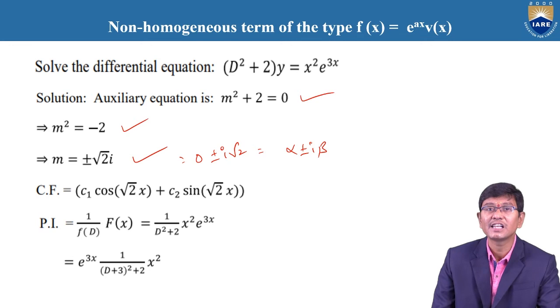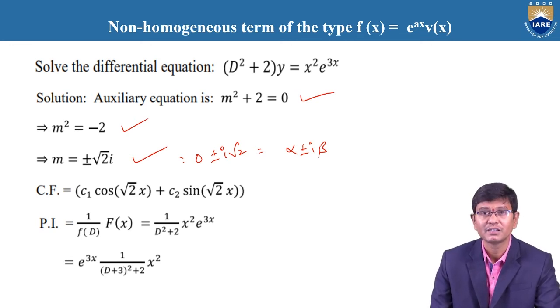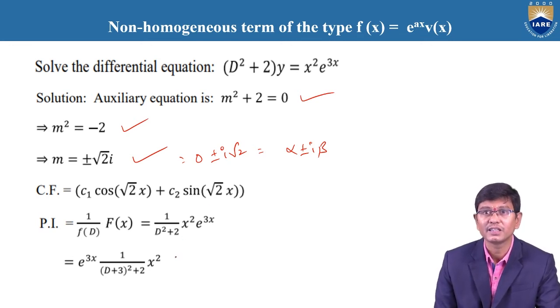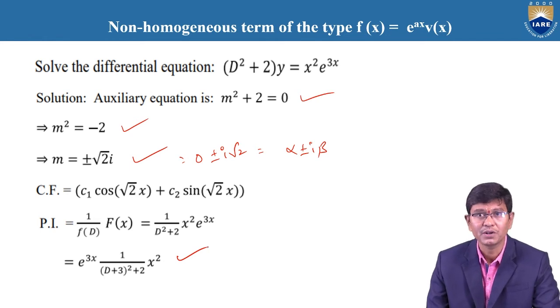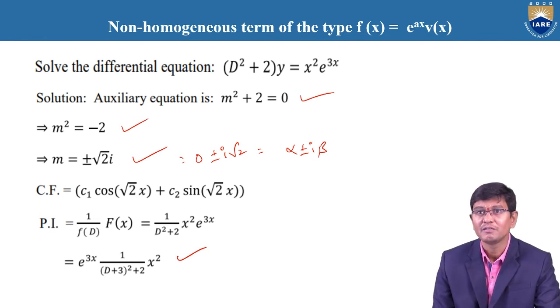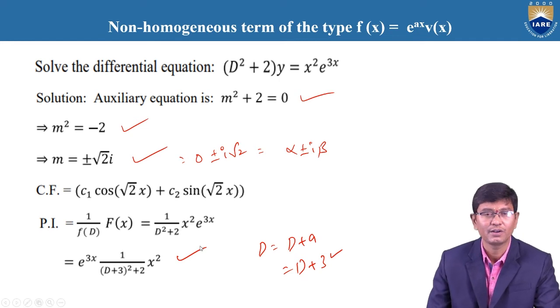The particular integration is nothing but 1 by f of D into f of x, and it is clearly in the form of type 4. We need to take e power 3x outside and replace D with D plus a. Here a is equal to 3, therefore D is replaced by D plus 3 in the denominator.